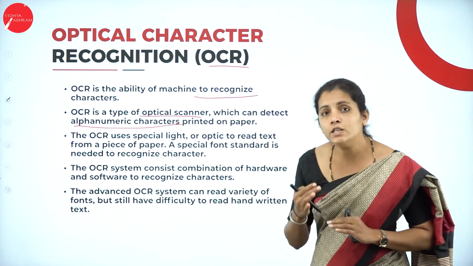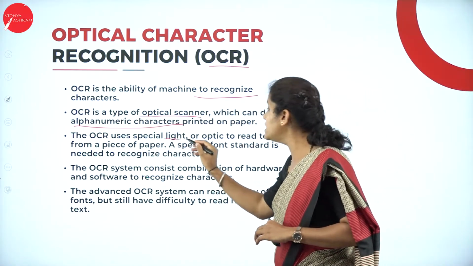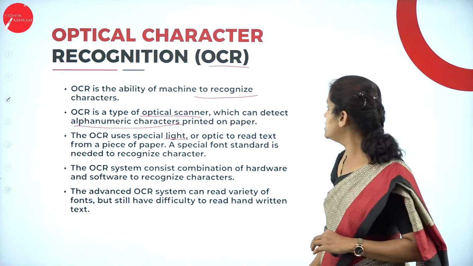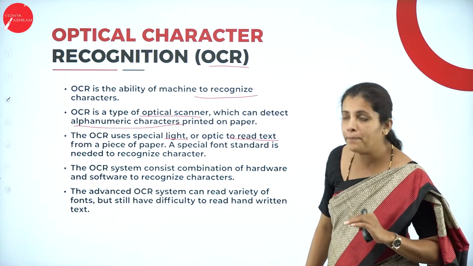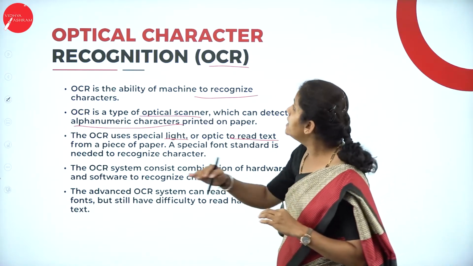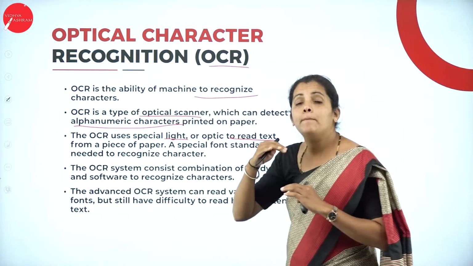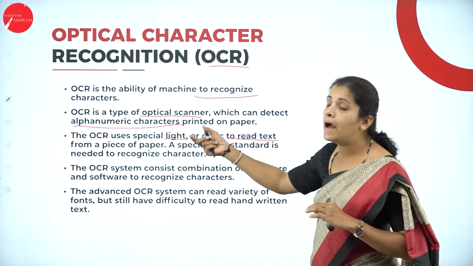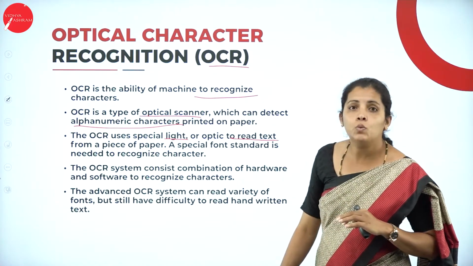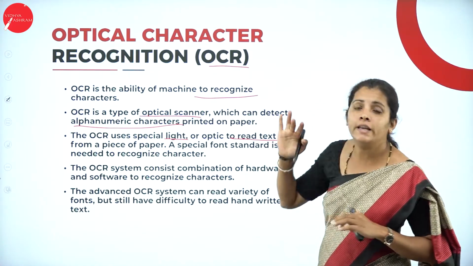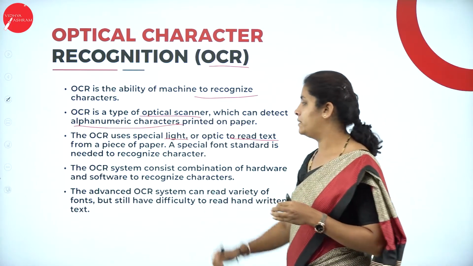paper. Dear students, OCR uses special light or optics to read text from a piece of paper. So optical character recognition is made up of light or optics. Then what is the job of the OCR? It is to read the text from a piece of paper.